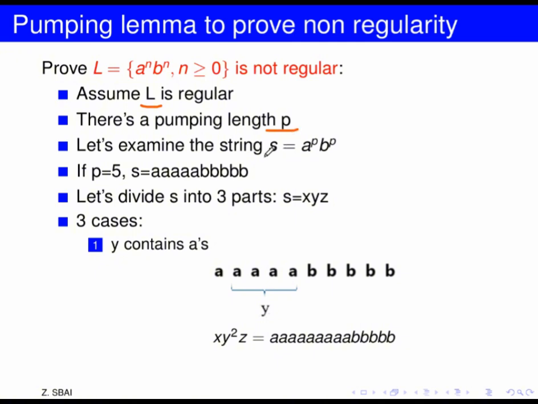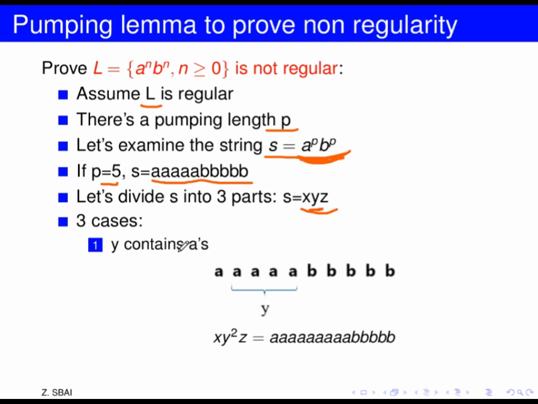Okay, let's choose this string s equal a^p b^p. Okay, we need a string that is longer than p, and this string is good enough. Its length is twice p. So for example here, for the sake of simplicity, let's take p equal 5. In this case the string will be 5 a's followed by 5 b's. Let's divide s into three parts, s equal x, y, and z, and choose the part that will be pumped. Okay, here we have three cases.